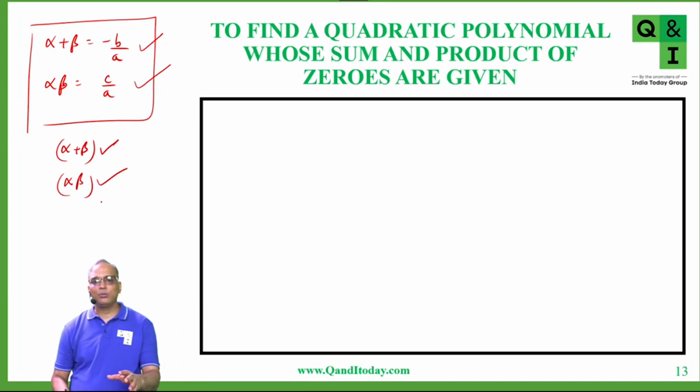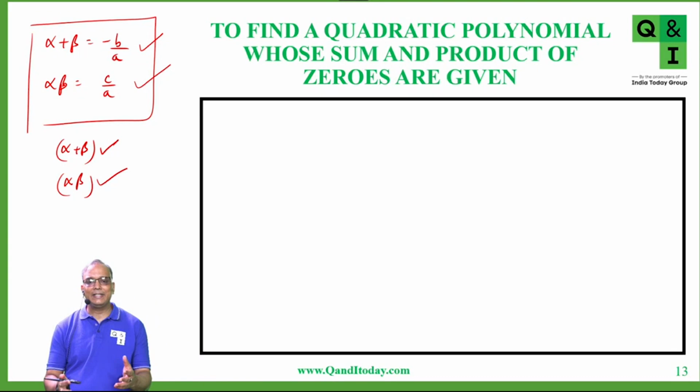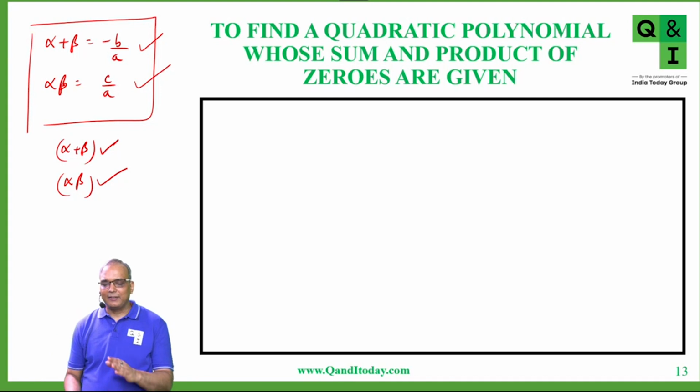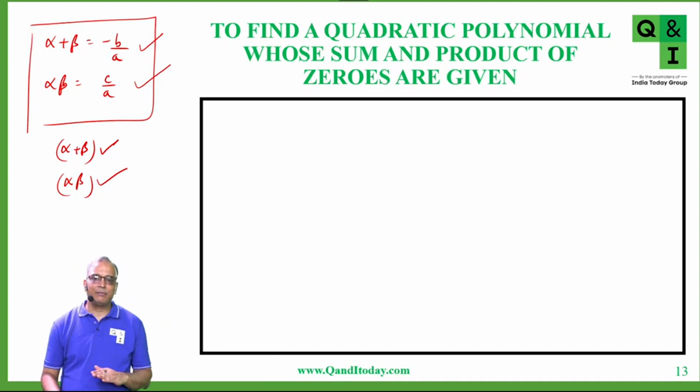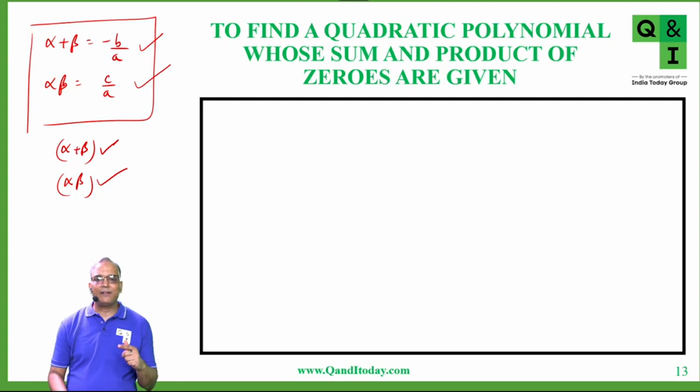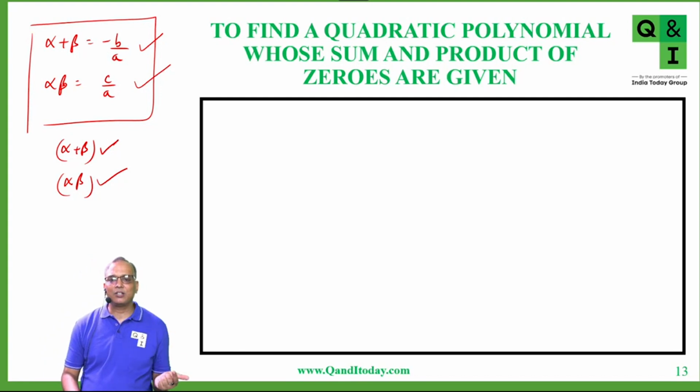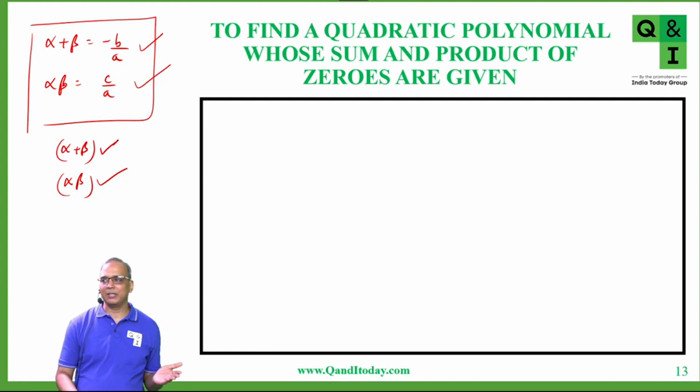Now we have to find the complete polynomial, how the polynomial would be looking like. So here it is just the opposite of what we have been doing. We had a polynomial, we found alpha beta. Now if we know sum and product of zeros, we have to find the polynomial.